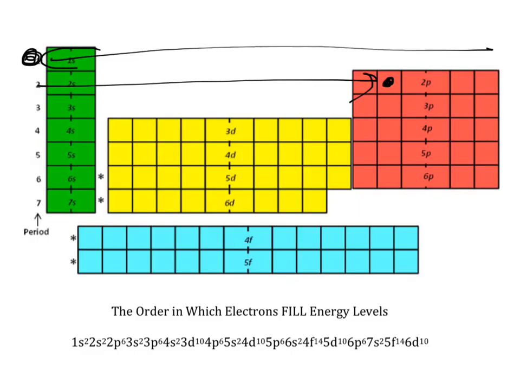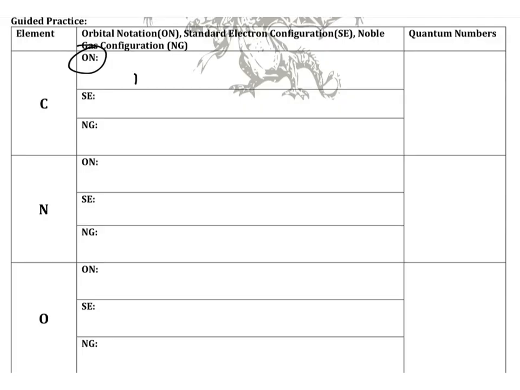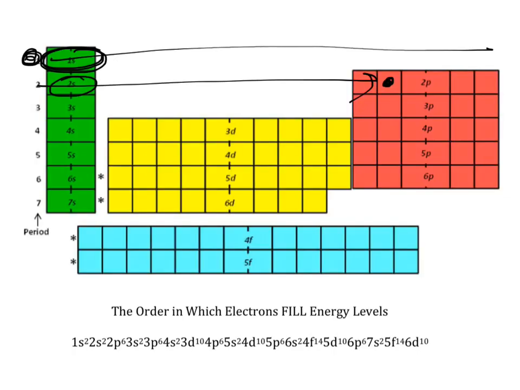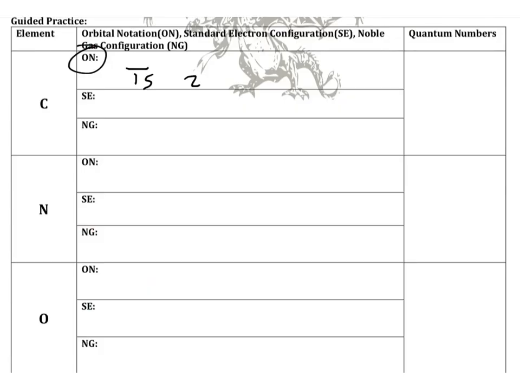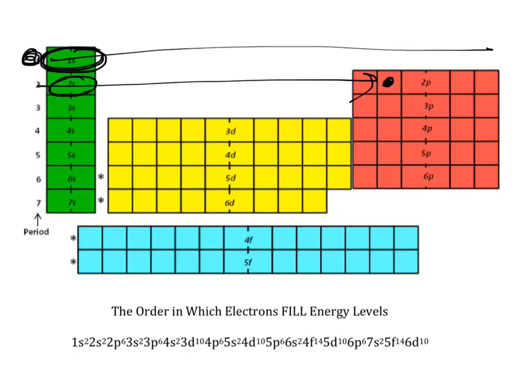If you take a look, we start with the 1s's. How many orbitals do the s's have? They have 1 orbital. Then we have the 2s's next. After 1s comes 2s. Again, s's have one orbital. All s orbitals have one orbital, or each level has one s orbital.